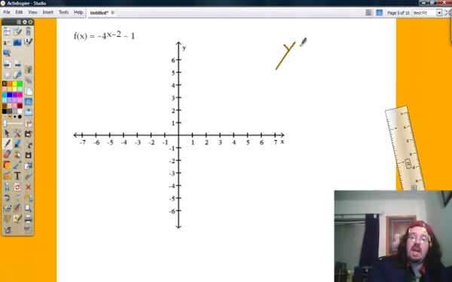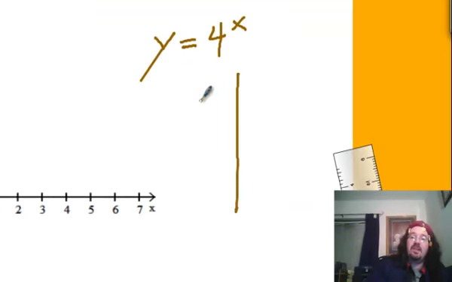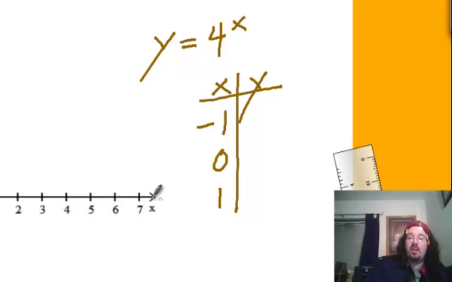So I'm going to start out by graphing y = 4^x, because that's the function that's most closely related to the function that I was given. And I'll use the points -1, 0, 1 on x. 4^(-1) is 1/4, 4^0 is 1, and 4^1 is 4.